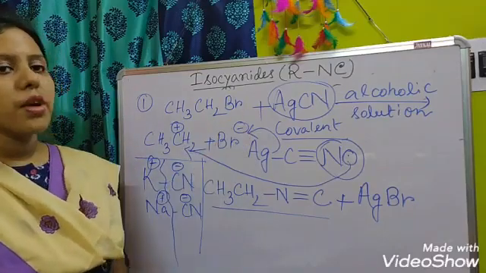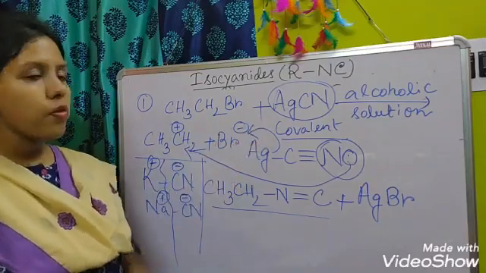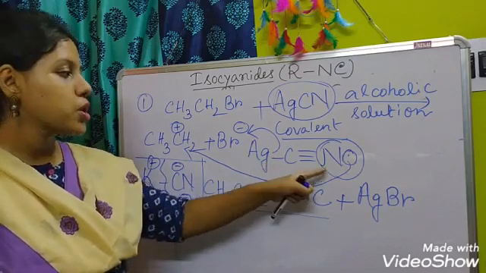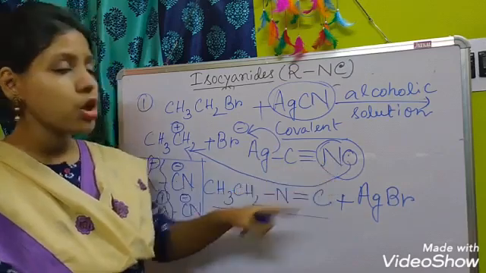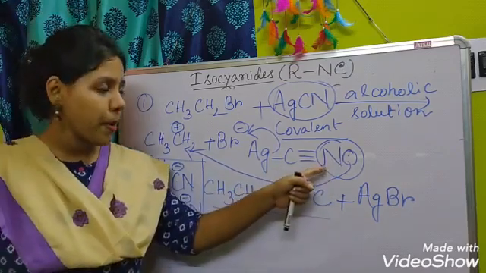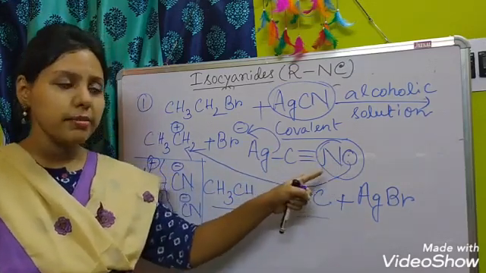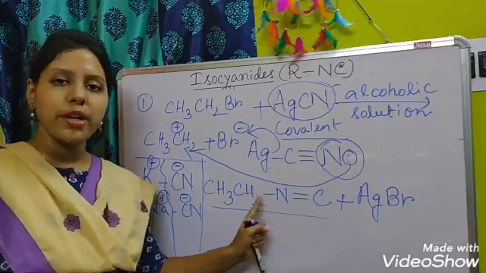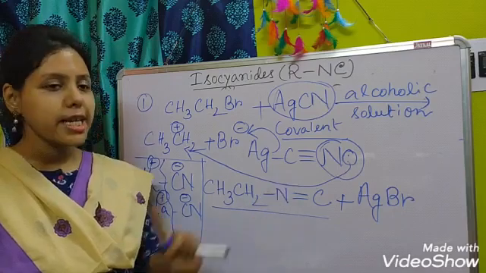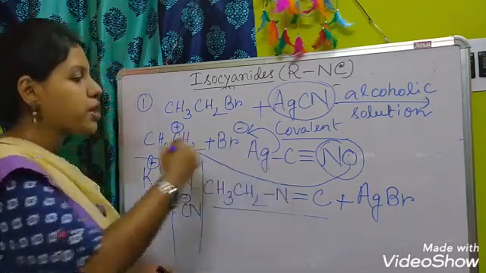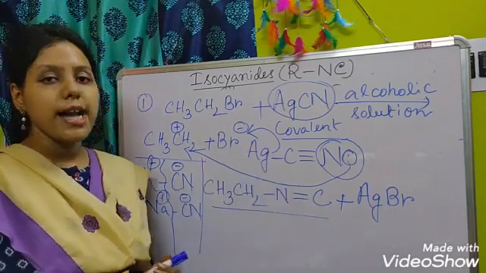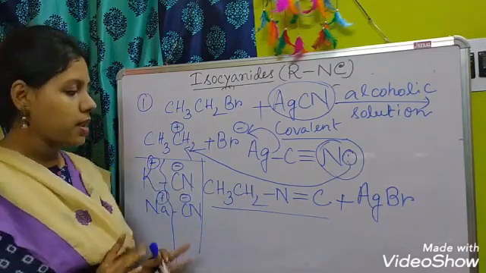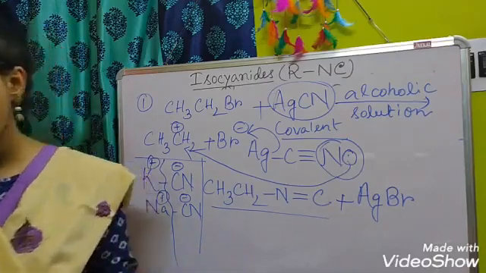Okay, but in case of silver cyanide, as it is a covalent bond, this bond will not be easily broken, so it will be easier to make an attack through the nitrogen atom. So that's why here the bond will be directly made with the nitrogen, and after that carbon will be there. So this is the formation of alkyl isocyanide by using the alkyl bromide. I hope this is clear. Okay, now the next process.